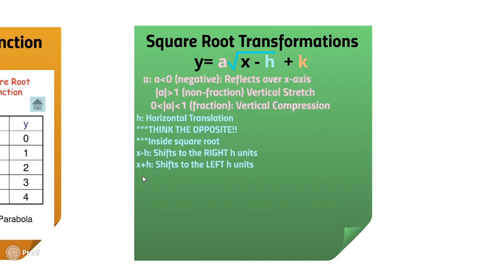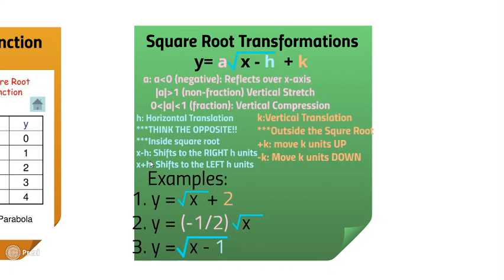Okay, so if it's x minus h, we go to the right. If it's x plus h, we go to the left. And then finally, the k value, that is the number that is added onto the very end. It's after the square root. And for the k value, you don't think the opposite. So if it's plus k, you go up. If it's minus k, you go down. So for the k value, think kangaroos. Kangaroos go up and down. Okay, the h value, think about horizontal. Horizontal goes left and right.